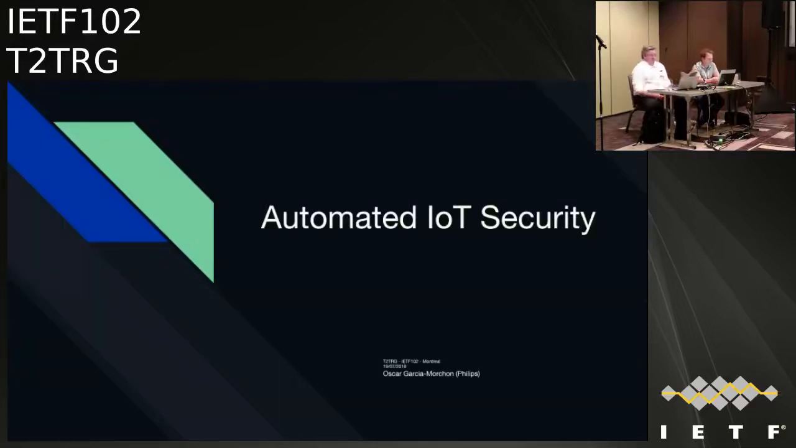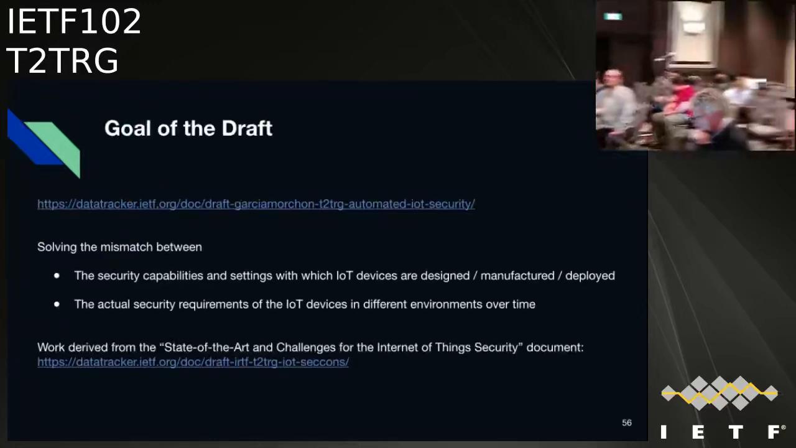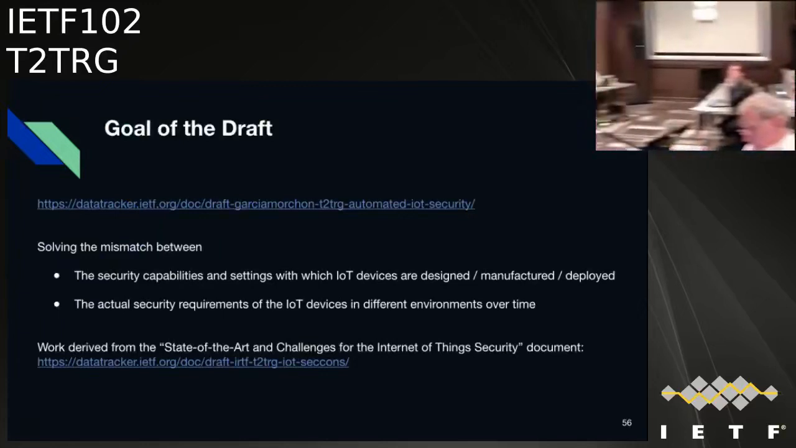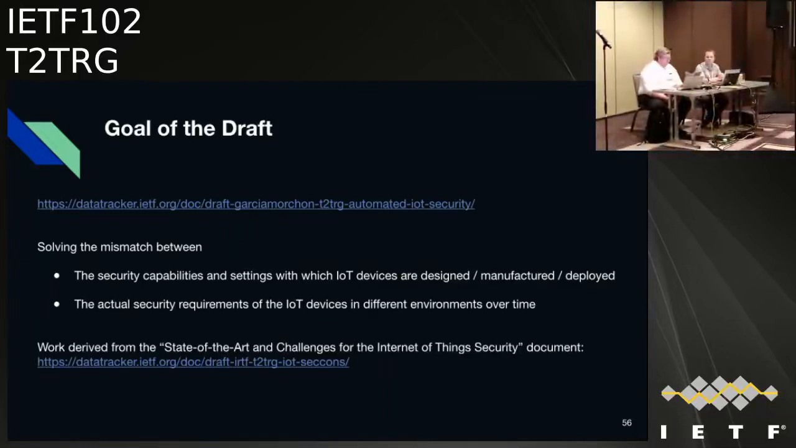Okay, so this is automated IoT security, and that's an internet draft at a very early version. That is together with Torsten Dahm from Google. So if you go to the next slide. Yes, we have this internet draft with an overview of IoT security, and there are many issues over there. But the issue that we are trying to address here is a mismatch between the security capabilities of the devices when they are designed, manufactured, and deployed.